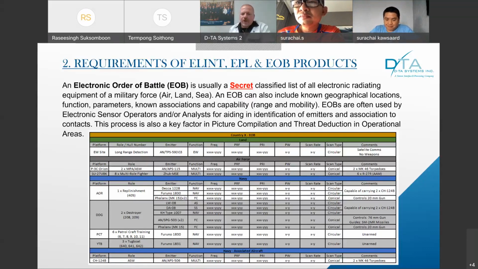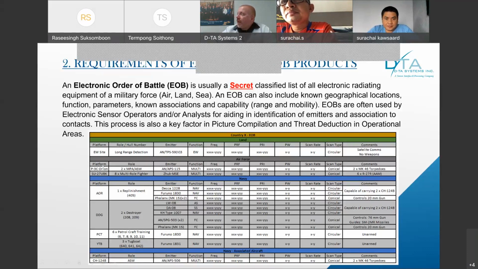So again, this is something that my trade used to do, where this would be a lot more detail, and this is where, again, the better your ELINT collections are, the more detailed your EOBs are going to be. So again, what you will see is we would go into all the different elements that were known, be it land, air, sea.